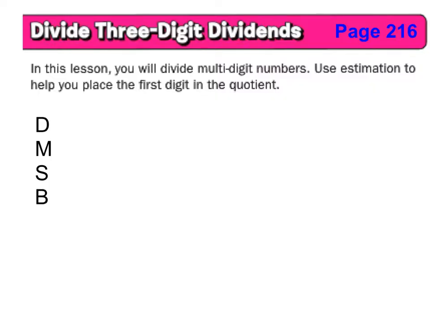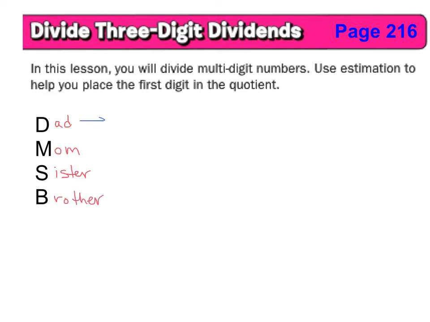Today we're going to be dividing 3-digit dividends, and we're going to use estimation to help you place the first digit in the quotient. So before we get started though, I'd like you to add this little chart here, DMSB. This helps us remember our steps in division. D stands for dad, M stands for mom, S stands for sister, and B stands for brother, because sometimes it does take the whole family to get long division mastered.